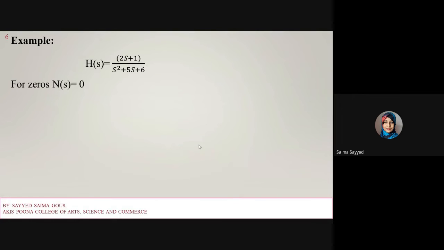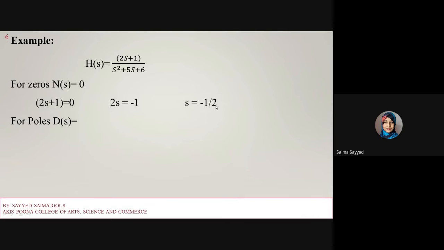For zeros, we know that the numerator should be 0. So what is the numerator of my H(s)? This is my numerator, 2s + 1. Substitute this equal to 0: 2s + 1 = 0. So it will become 2s = -1, or s = -1/2. So this is the zero.